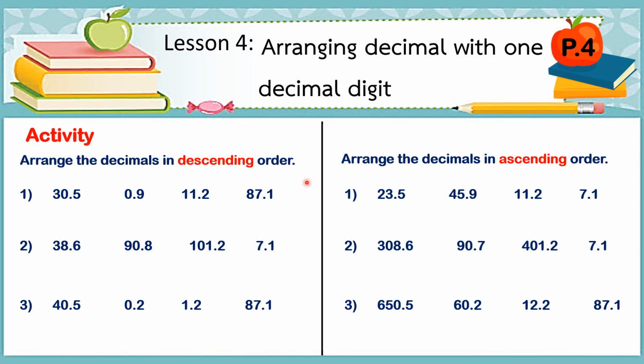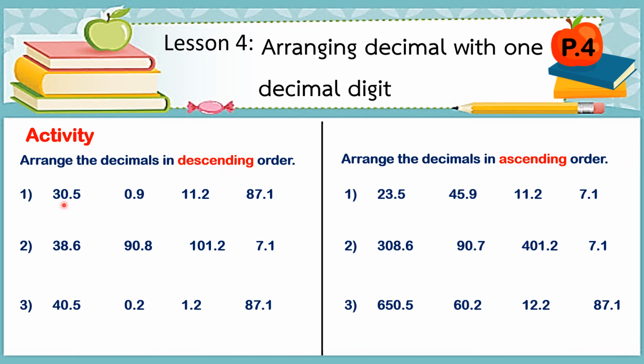Okay, can you answer this one? If you have paper, then you can write it by yourself. Let's try to answer number 1. The whole numbers are not the same. 1, 2, 3, and 4. It says there, arrange the decimals in descending order. When we say descending, you're going to arrange the number from big to small. I'll repeat, from big to small.